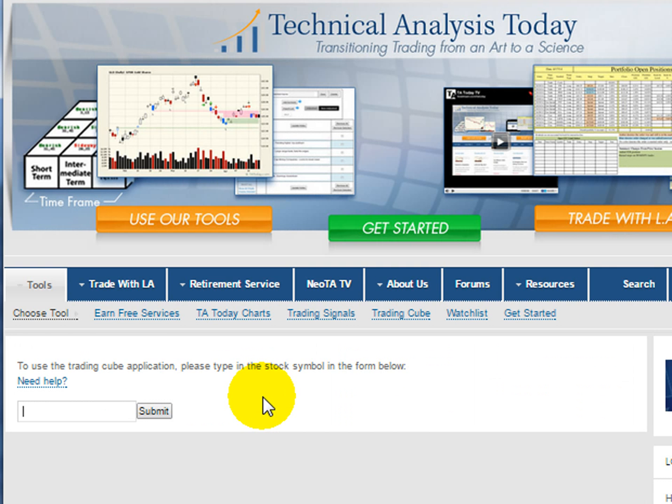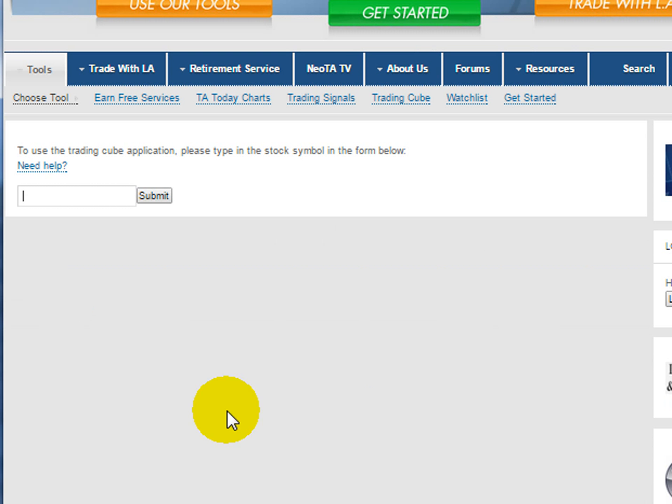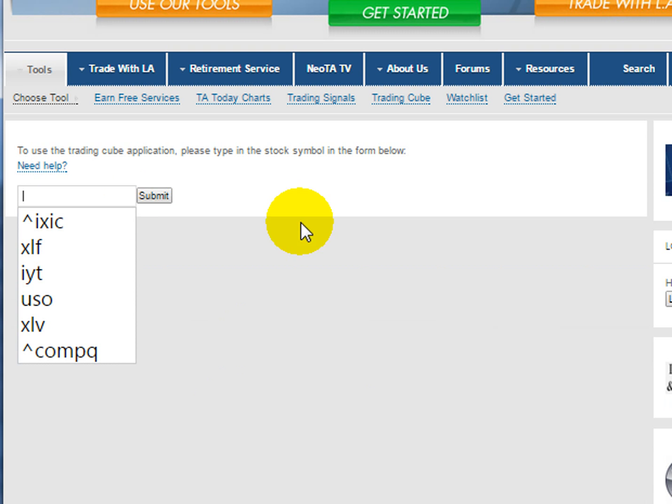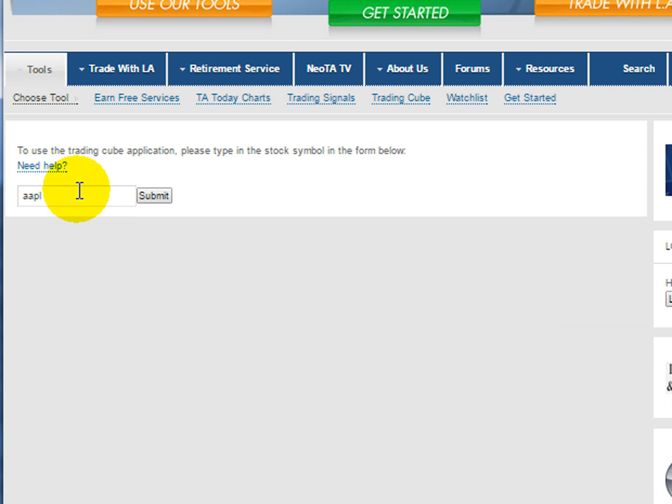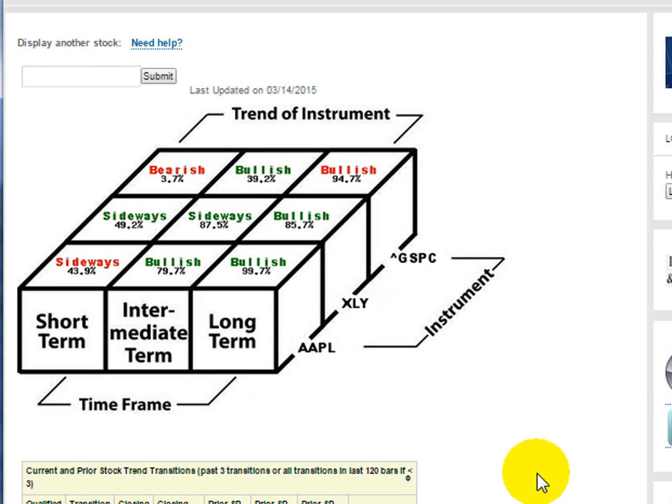Now, if I click on it, the trading cube is going to come up with an empty screen. There's nothing here. You have to actually pick a stock. Let's take Apple for example. We type in Apple and then it's going to draw the cube.